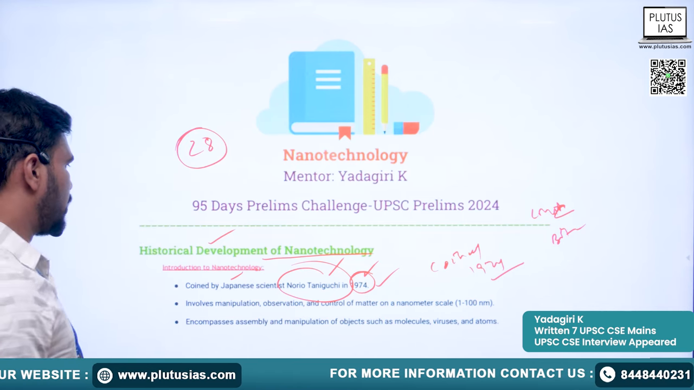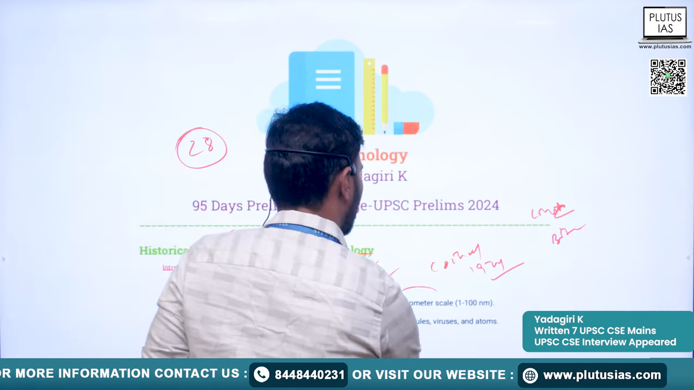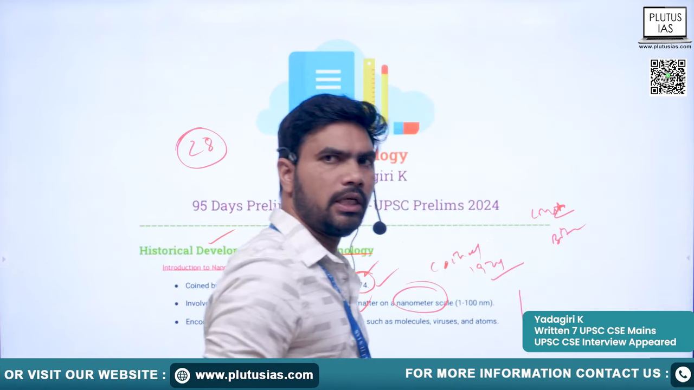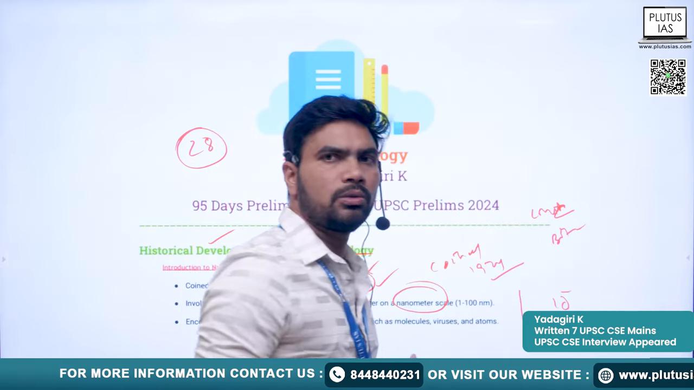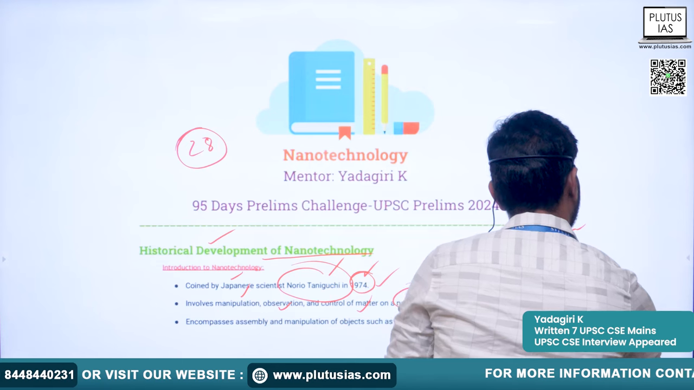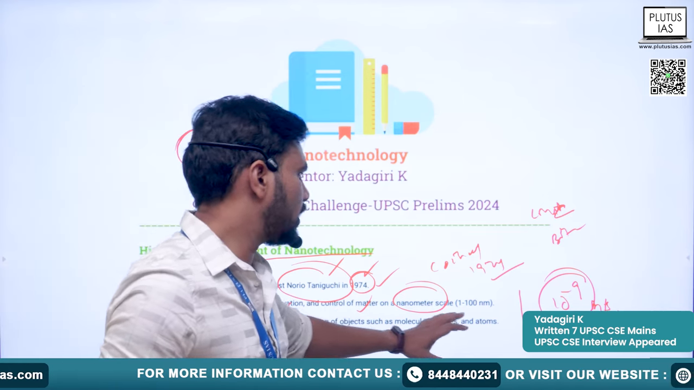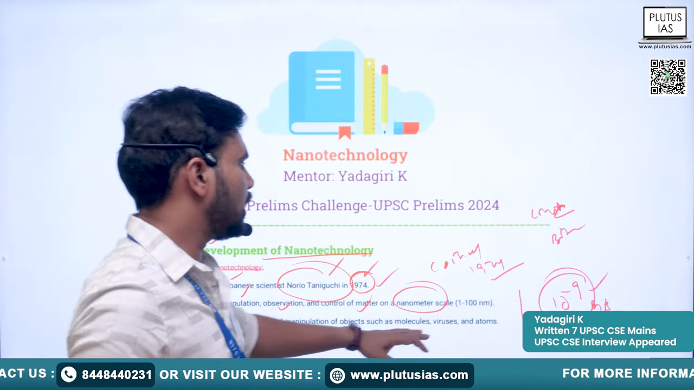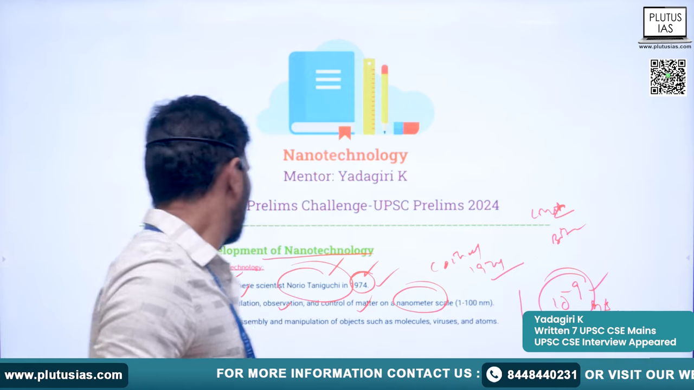Nanotechnology involves manipulation, observation and control of matter on the nanometer scale, basically 1 to 100 nanometers. We say that nanotechnology is observing or working with particles at the nanoscale, that is, at 10 to the power of minus 9 meters. So observing or working with matter at the nanoscale, that is 1 to 100 nanometers, right?